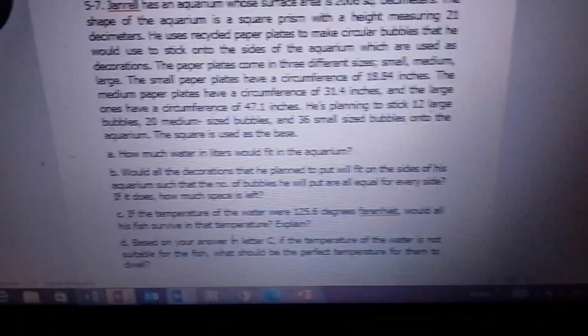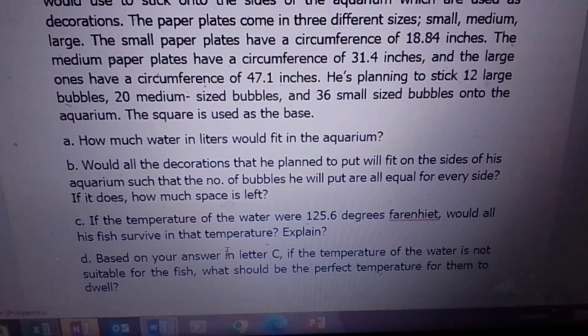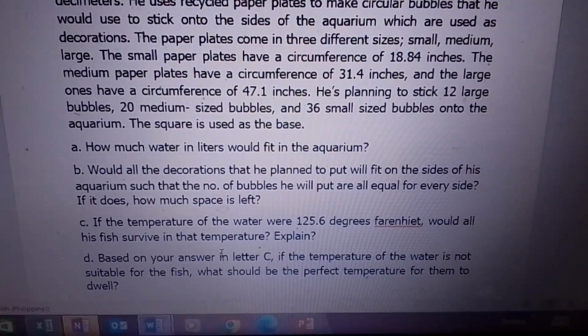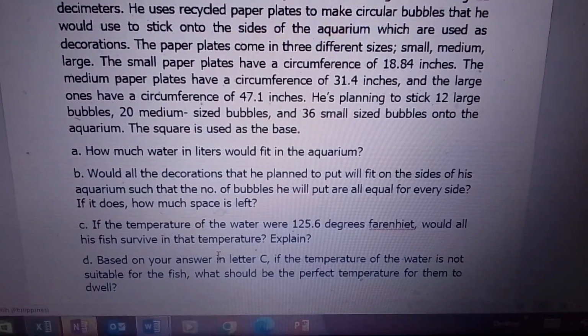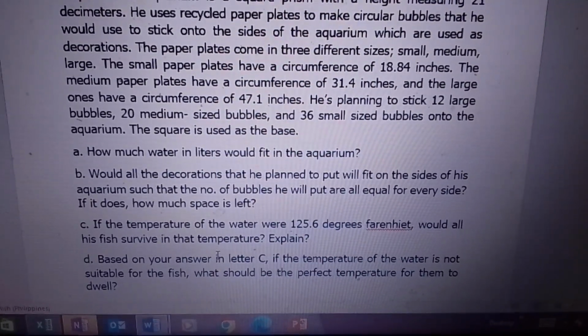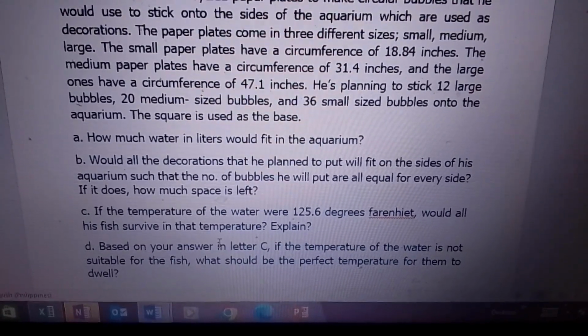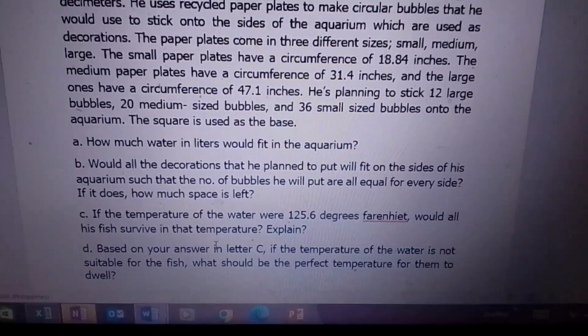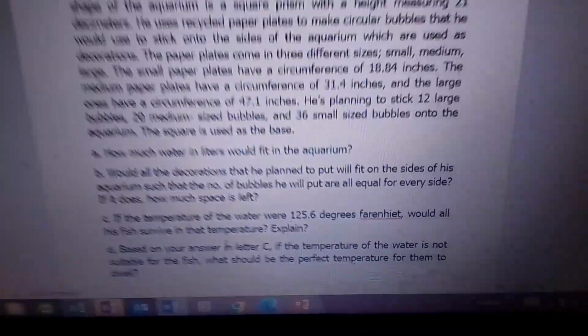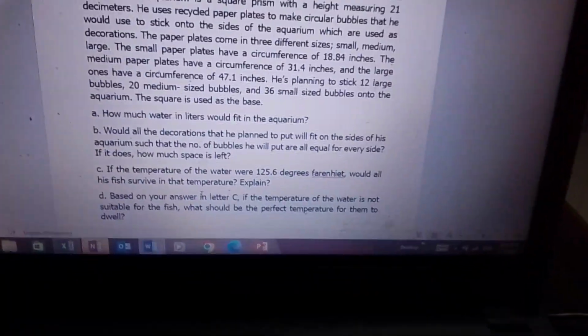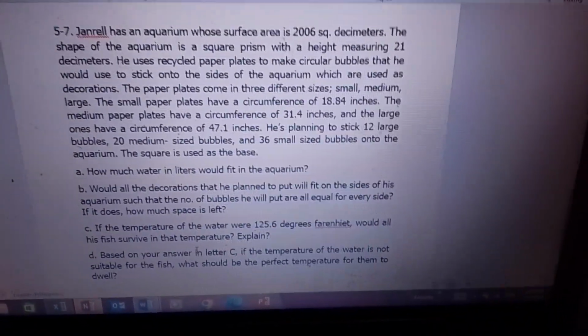Now for letter B, this is the question. With all the decorations that he planned, will they fit all sides of his aquarium such that the number of bubbles he will put are equal for every side? If it does, how much space is left? Ayan, this is a bit tricky question. Kasi nga, remember what did I tell you in the problem?